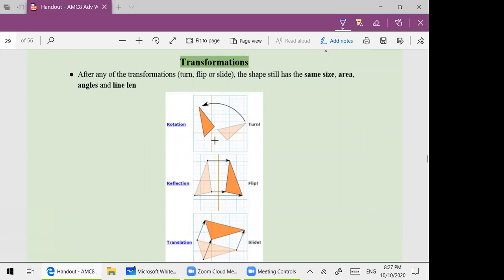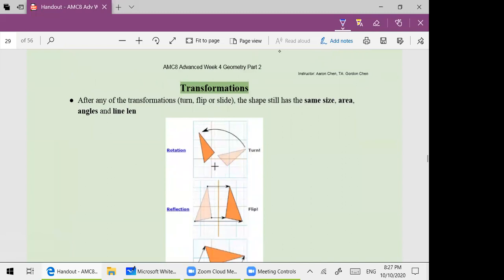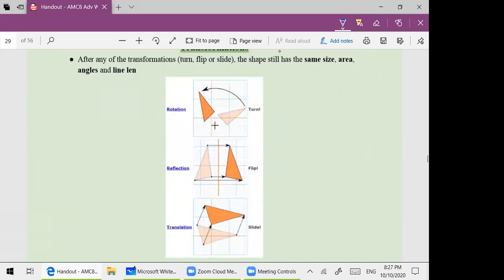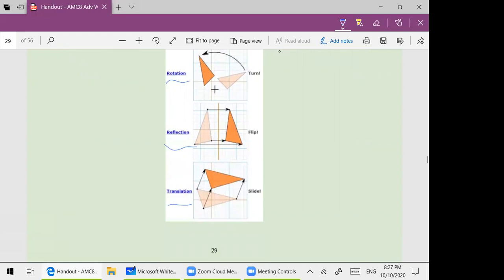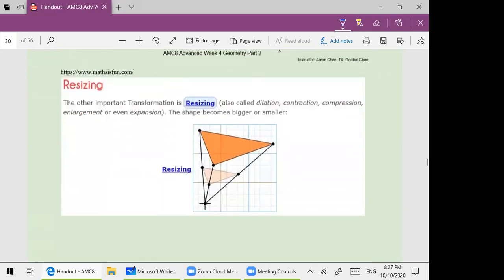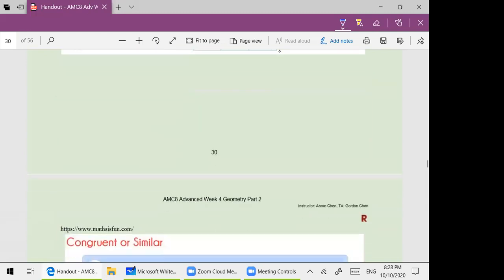Okay, now on to transformations. There's rotation, reflection, and translation. Those are the main ones. And resizing, which is also called dilation, contraction, compression, enlargement, expansion, and another name for it is homothety, but you probably won't see that name soon. And the shape can become bigger or smaller in it.